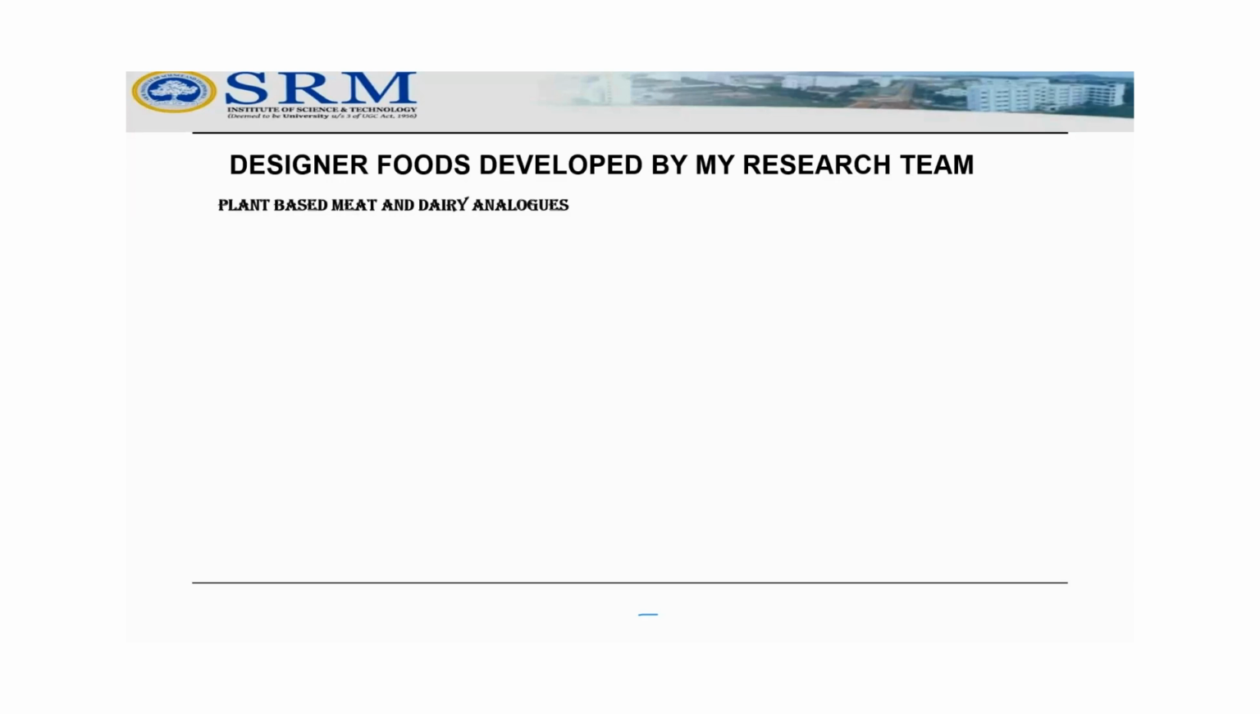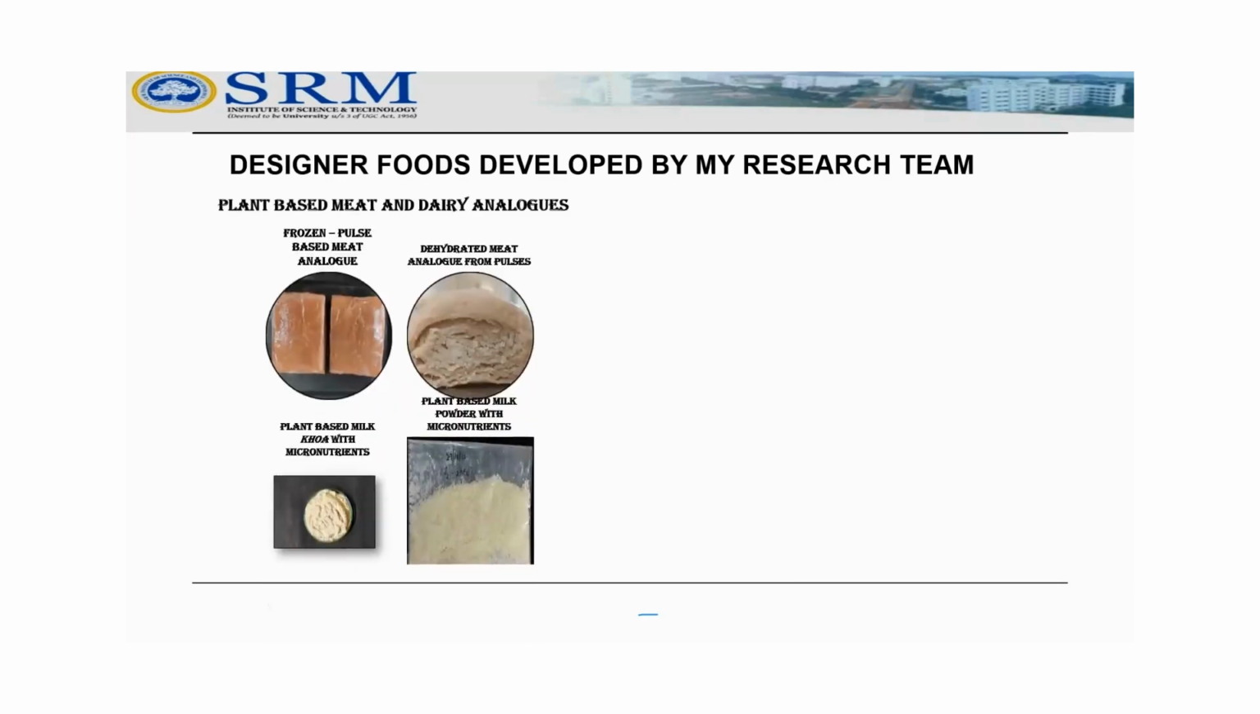Then there are a few more products, plant-based meat and dairy analogs. This is a frozen meat analog from pulses. Then a dehydrated meat analog from pulses. Then, as a team, we have developed a plant-based milk powder with micronutrients, and also plant-based milk kova with micronutrients. Both fulfill the designer food category in two aspects. One is that it is plant-based, and the second is that this plant-based milk alternate could be given to a specific group of people. Particularly, I am targeting people who have infertility issues.